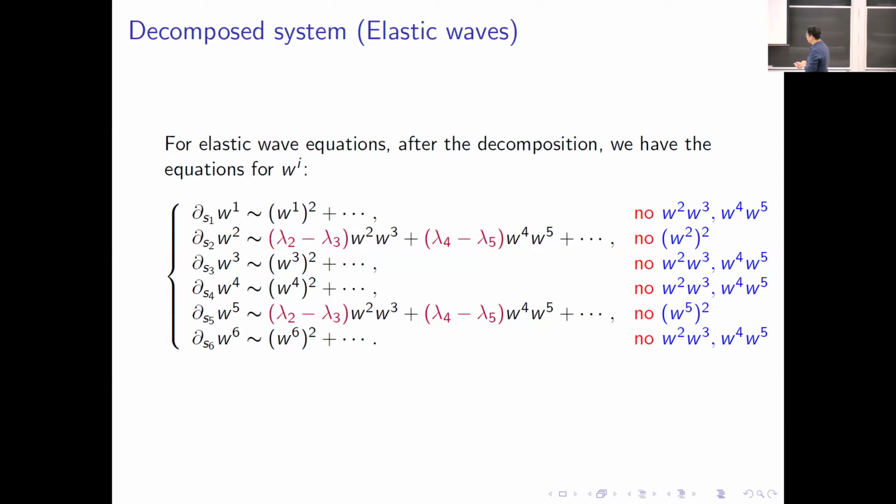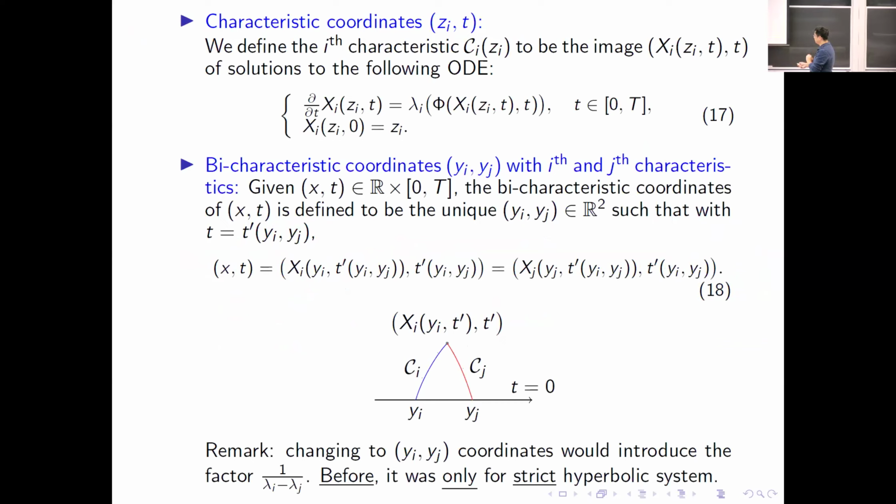For the second equation, for the derivative of W2, there are potentially quite dangerous terms, which are W2 W3 and W4 times W5. But the lucky thing, the good thing from the structure of the equation, is that there is a small coefficient in front of it, which is lambda 2 minus lambda 3 and lambda 4 minus lambda 5. This is really the important thing we found for this elastic system. The reason why this is very useful is because of this structure. So now we can use the bicharacteristic coordinates, because in order to get a more precise estimate, we need to use that one.